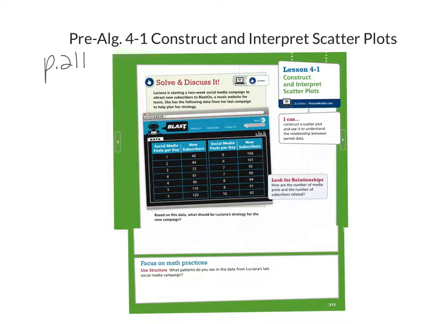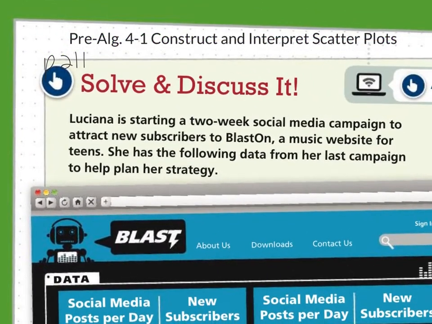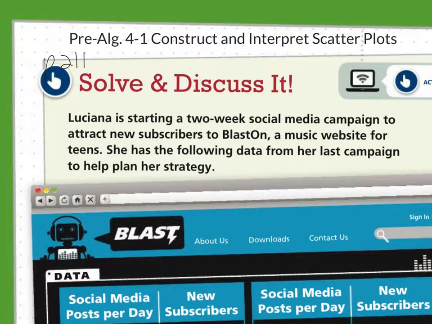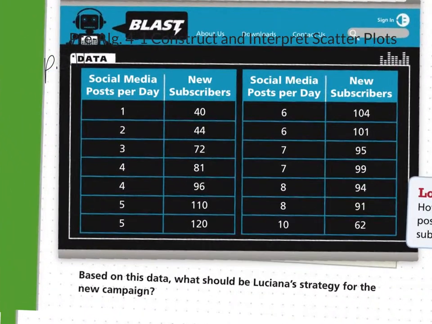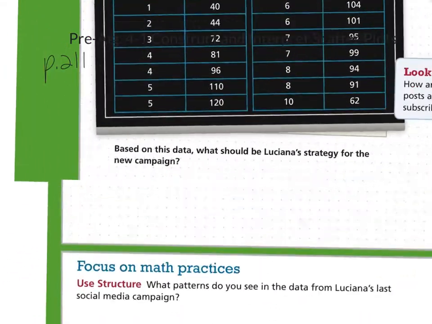So on 211, Luciana is starting a 2-week social media campaign to attract new subscribers to Blast On, a music website for teens. She has the following data from her last campaign to help plan her strategy. Okay, so you can see looking at how many posts per day and how many new subscribers she got. So they're asking us, based on this data, what should Luciana's strategy be for the new campaign? So different possibilities here.